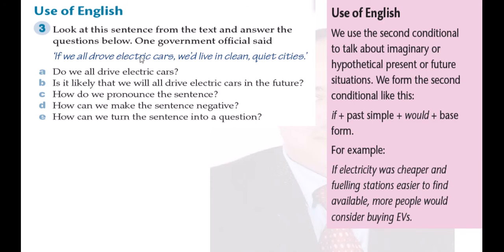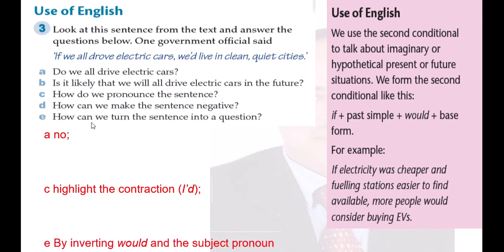If we look here, if we all drove, this is the past of drive, electric cars, we would live in clean, quiet cities. Let's discuss the questions with each other, please. Do we all drive electric cars? No. Is it likely that we will all drive electric cars? Sure. How do you pronounce this sentence? We would. We would.